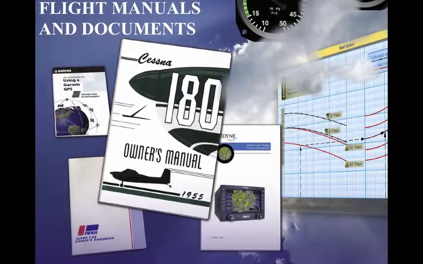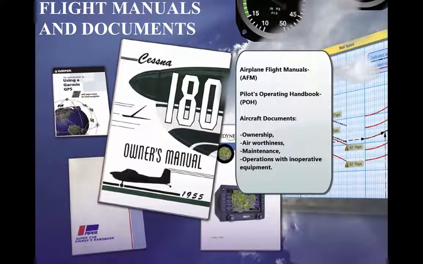Tutorial 8. Flight Manuals and Documents. This lesson covers Airplane Flight Manuals, AFM, the Pilot's Operating Handbook, POH, and aircraft documents pertaining to ownership, airworthiness, maintenance, and operations with inoperative equipment. Knowledge of these required documents and manuals is essential for a pilot to conduct a safe flight.